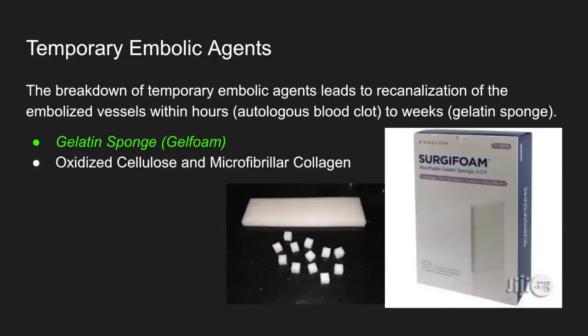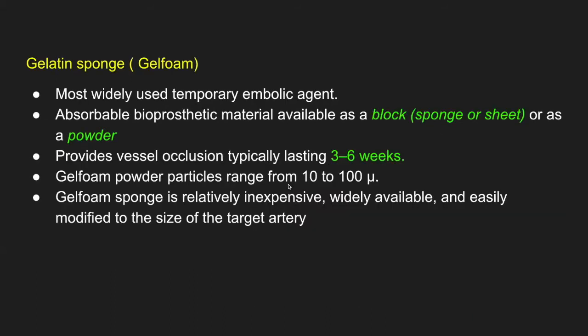Temporary embolic agents. There will be situations where you want to temporarily embolize a blood vessel, and this is where you use gelatin sponge, or gelfoam, or oxidized cellulose and microfibrillar collagen. We'll be talking about gelfoam since this is the one most commonly used. The oxidized cellulose and microfibrillar collagen are very difficult to prepare, so most people prefer to use gelfoam. Gelfoam is the most widely used temporary embolic agent.